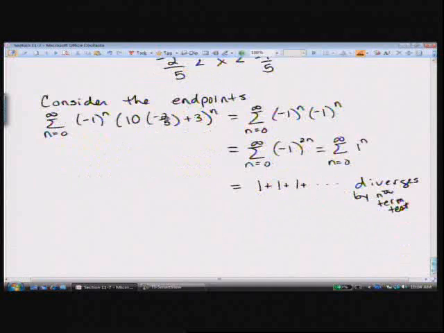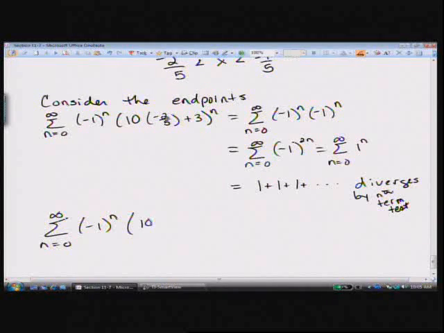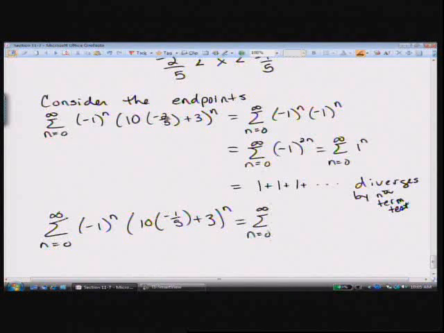Now we have to do the same thing for the negative 1/5. So we're going to look at the series as n goes from 0 to infinity, negative 1 to the n, and then 10 times negative 1/5 plus 3 to the nth power. Okay, so this is negative 10 fifths, this is 15 fifths, so this is going to be 5 fifths. So that's going to be 1. So this is the series n goes from 0 to infinity of negative 1 to the n times 1 to the n, right?